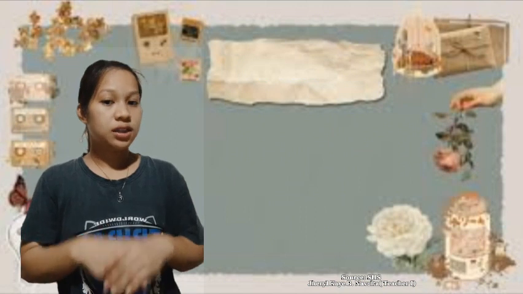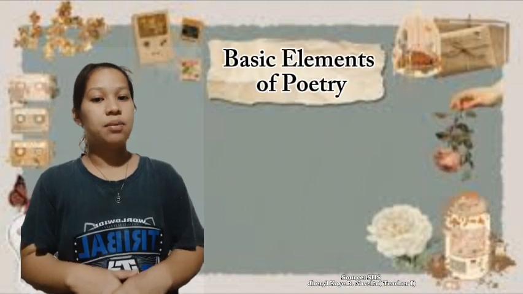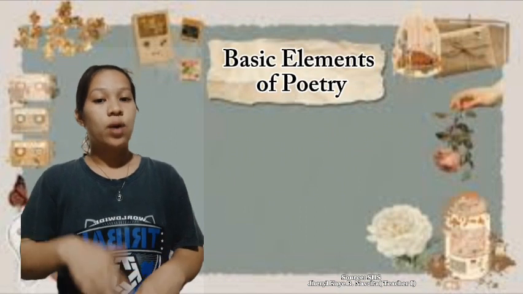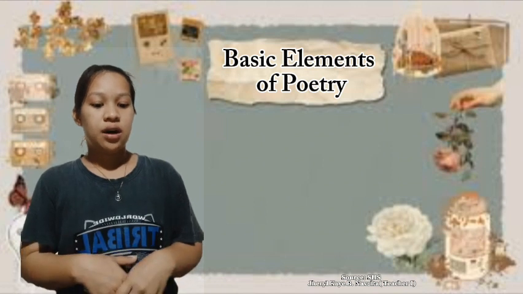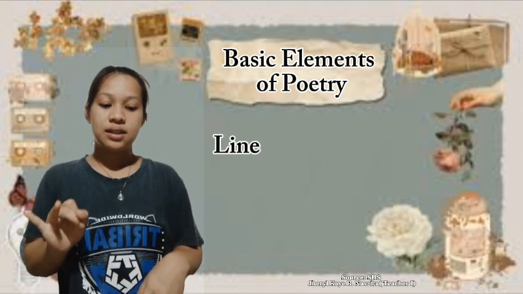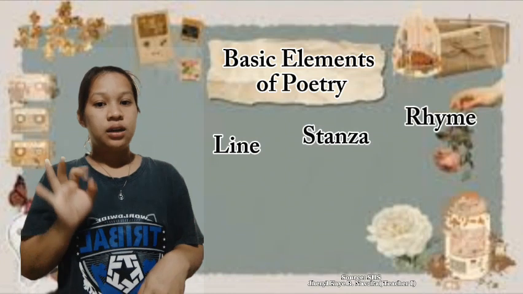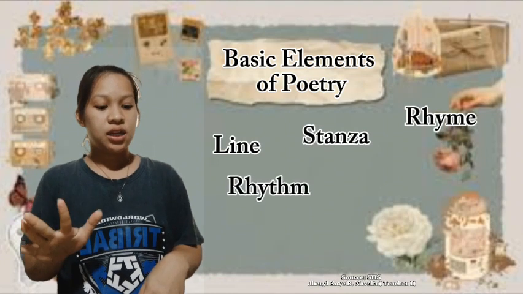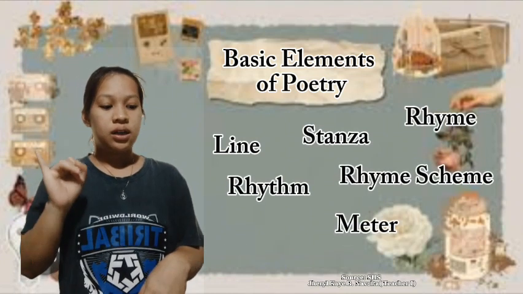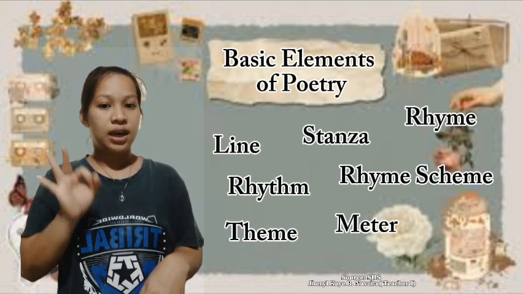We have already discussed the 9 basic elements of poetry. What are they? We have the line, stanza, rhyme, rhythm, rhyme scheme, meter, theme, mood, and tone. So, are these clear to you now, everyone? Very good. Let's find out by undergoing our final activity.